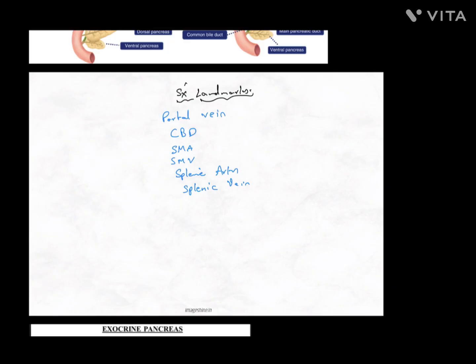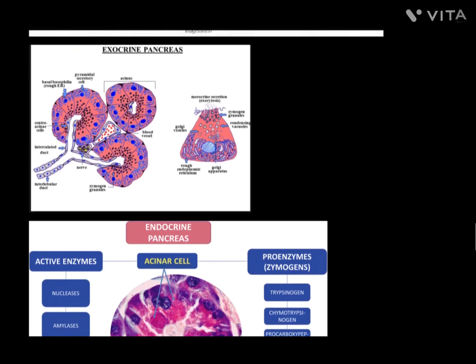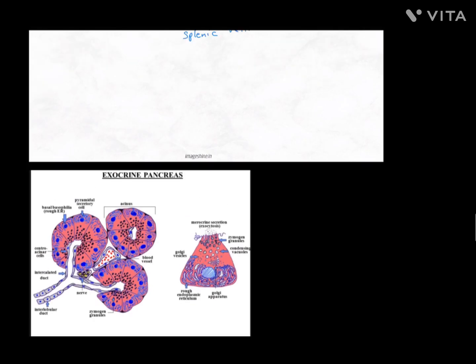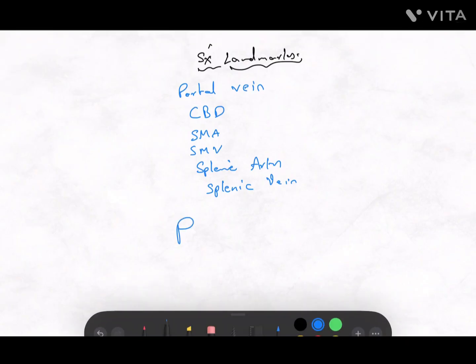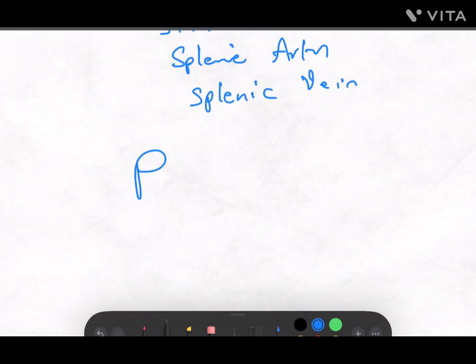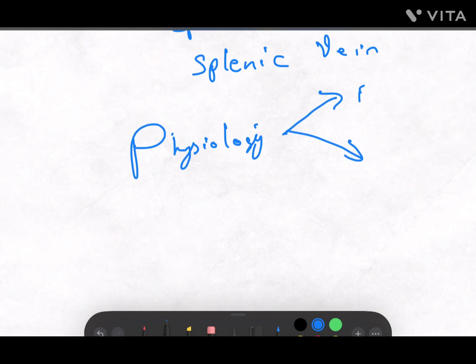Now, physiology of the pancreas. In physiology, the pancreas divides into two different parts. Actually the pancreas has two different functions: one is exocrine function, another one is endocrine function.